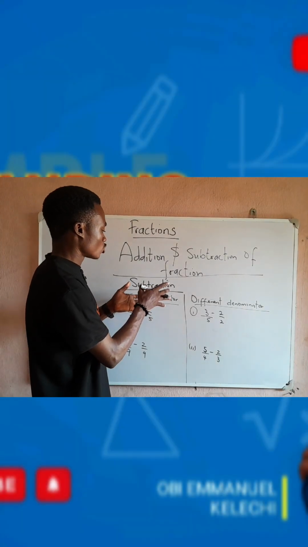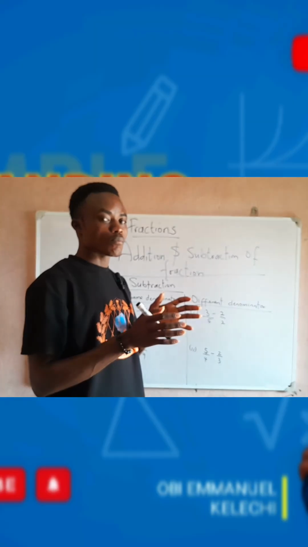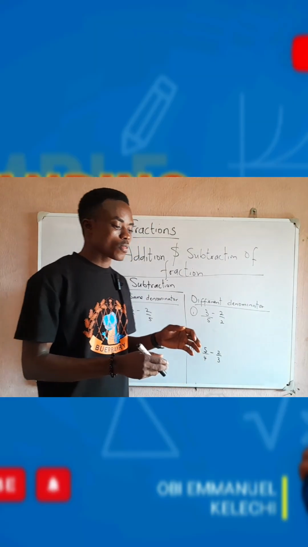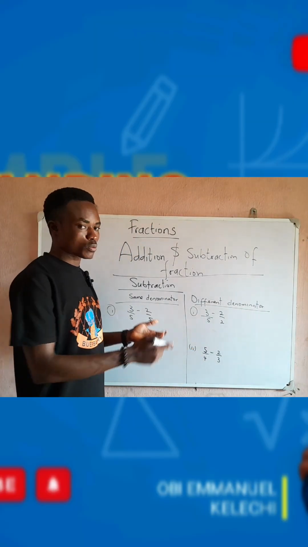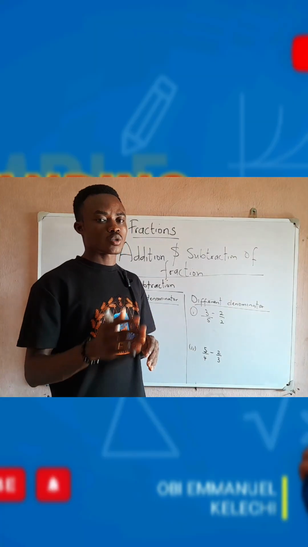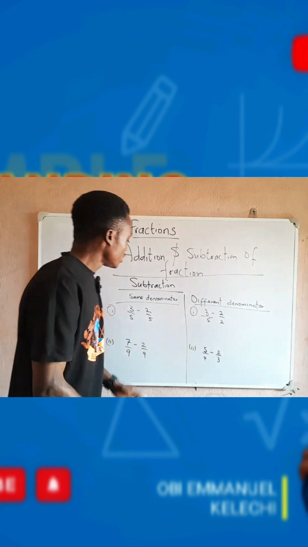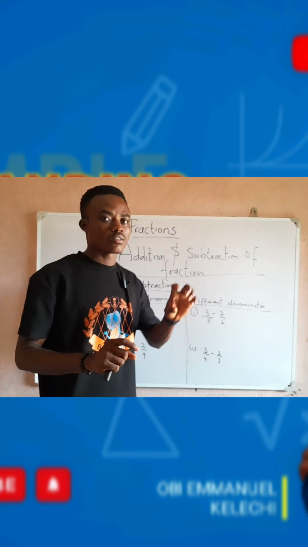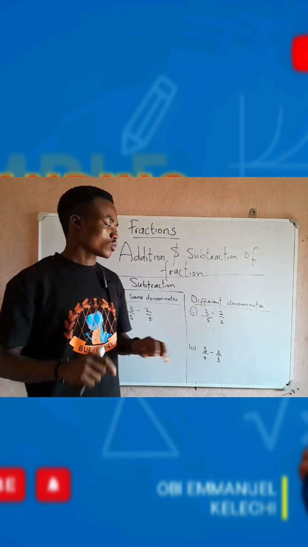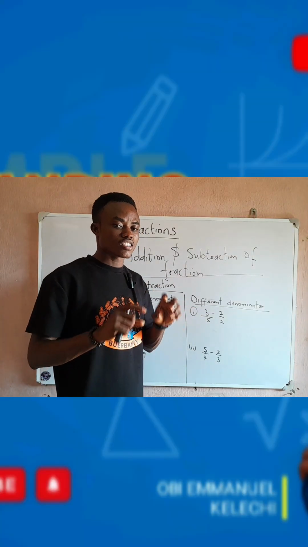Now we'll be dealing with subtraction. Just like I said, I've done more practical examples on the addition, so I'm going to be more brief with the subtraction. It is just the same thing. The only difference between the addition and the subtraction is just the sign. For the same denominator, it is just the sign. Then for different denominators, it is also the same operation. The only difference is just the sign.